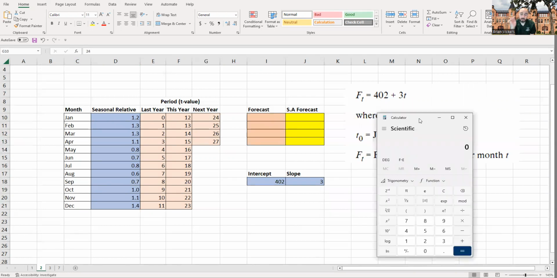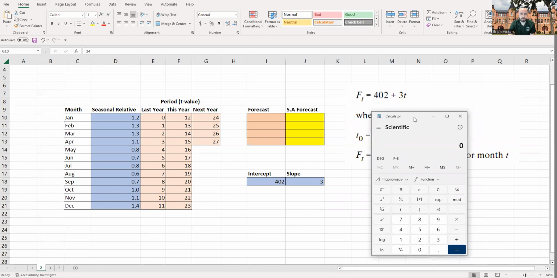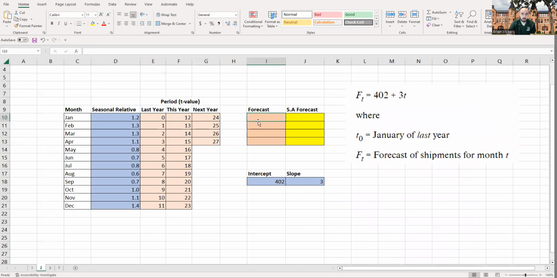When you're doing it on a calculator, it's a lot easier to do the multiplication part first. 402 plus 3t is the same as 3t plus 402. So let's do the second part first: 3 times the period number, 3 times 24, plus 402. So 474 would be my forecast, and I can do that for all three of the remaining periods.